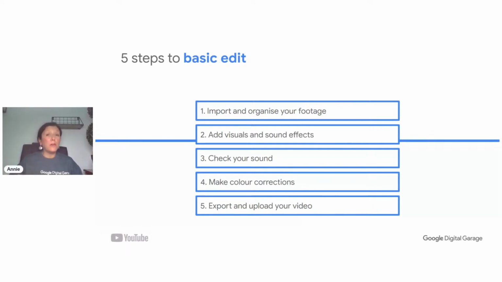First of all, import and organize your footage. If you've been filming on your video camera or on your phone, then you might want to import that to your computer, and then don't forget to back it up because you don't want to lose that content. Really, really important. Then look at your favorites. Make sure you organize that into a library of what your favorites are going to be.